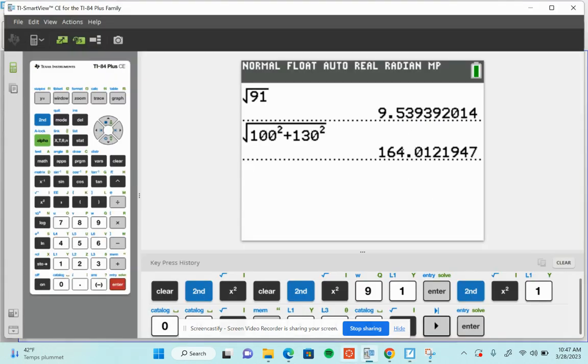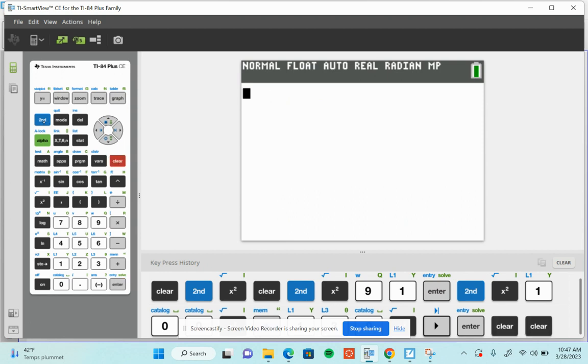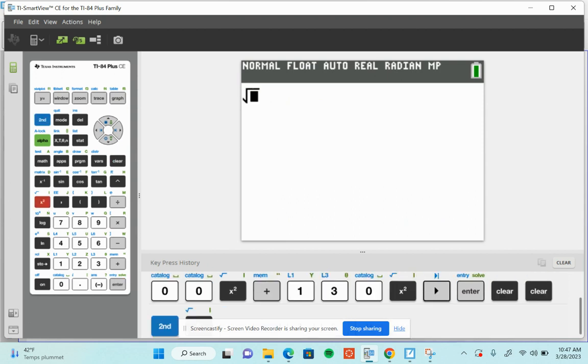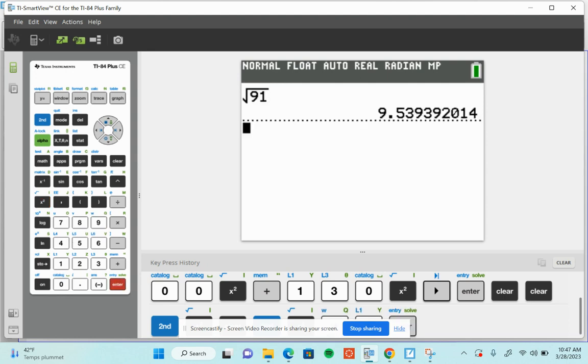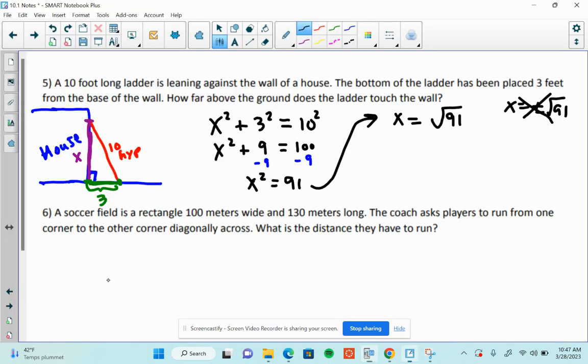So then I'm going to grab my calculator and do the square root. Notice how we did that. We push second function and then the square root. Notice the square root is a second function. And we have 9.54. So we'll round it to 2 decimal places. 9.54, and we'll put some units on that. These are measured in feet. So 9.54 feet, about 9.5 feet up the side of the wall of the house.